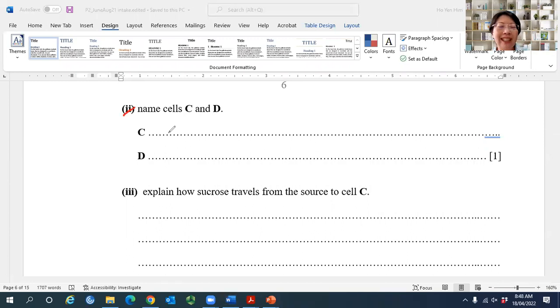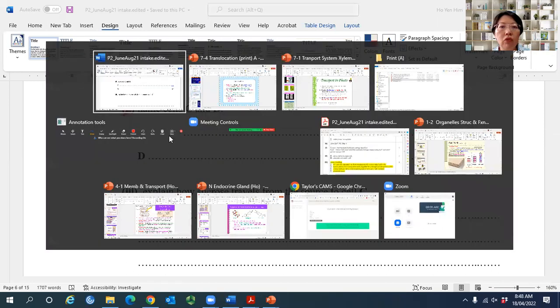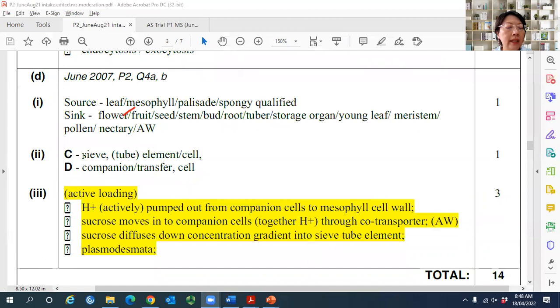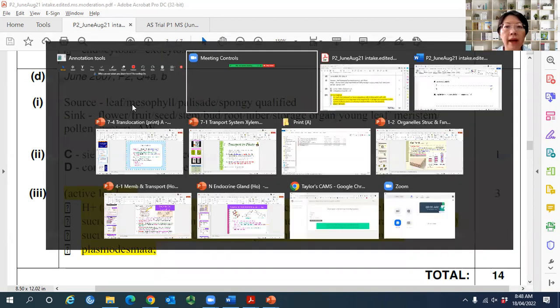Name cells C and D. So very straightforward. Cells C and D are, C is the sieve element or sieve tube element. D is companion cell. Okay. Part 3.